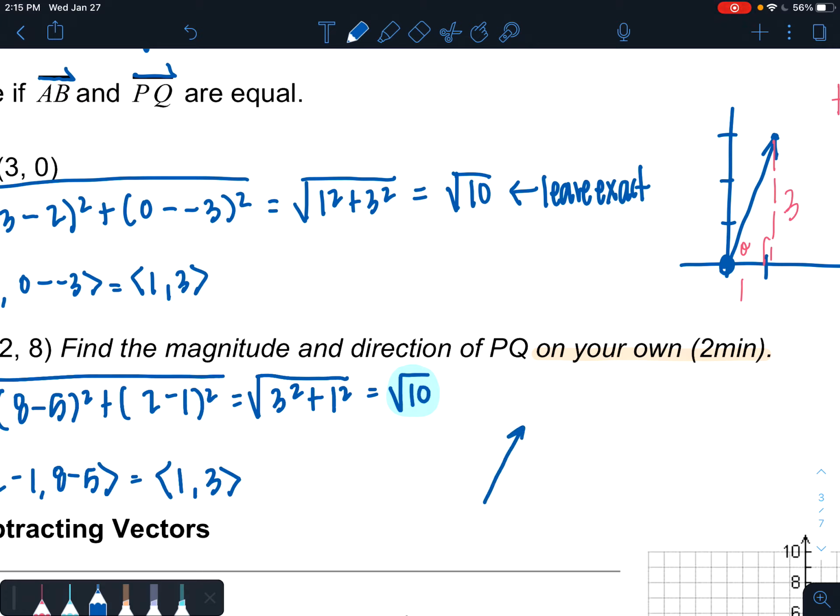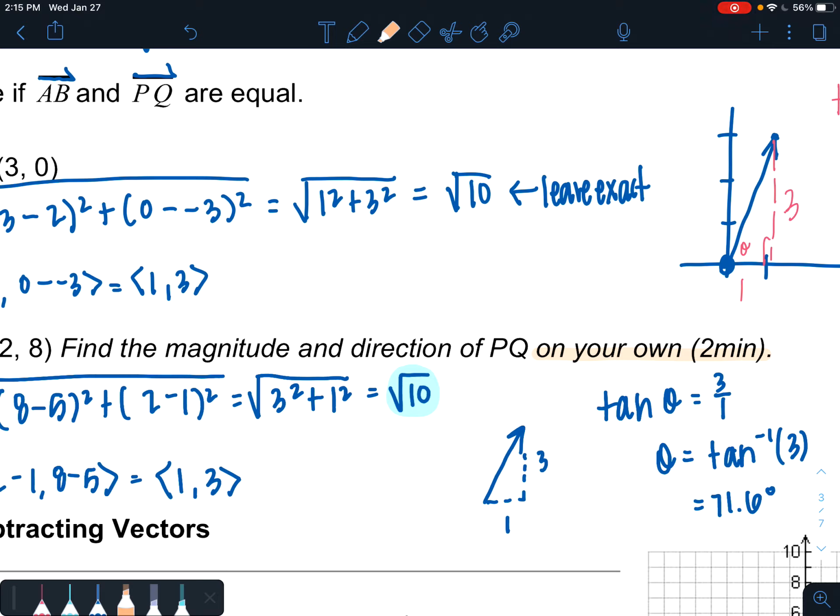Let me kind of restart here. So if I were to draw it, this would be 1, this would be 3. And so then we're looking for tangent of theta is equal to 3 over 1. So then theta is equal to inverse tangent of 3 over 1, which is 71.6 degrees.